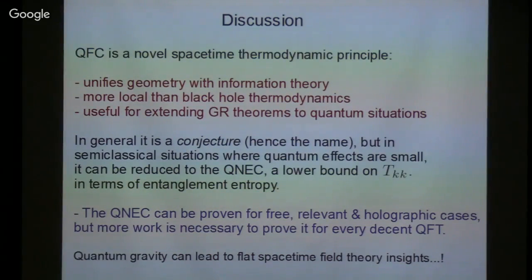So this quantum focusing conjecture, it's a novel space-time thermodynamic principle. It's a lot like the generalized second law of black hole thermodynamics, and that unifies geometry with information theory. It suggests that maybe geometry is a sort of coarse graining of something that is really statistical and mechanical. But it's more local than black hole thermodynamics because this is a statement that would hold about every surface traveling at the speed of light, every null surface anywhere. It doesn't just have to be an event horizon or something like that.